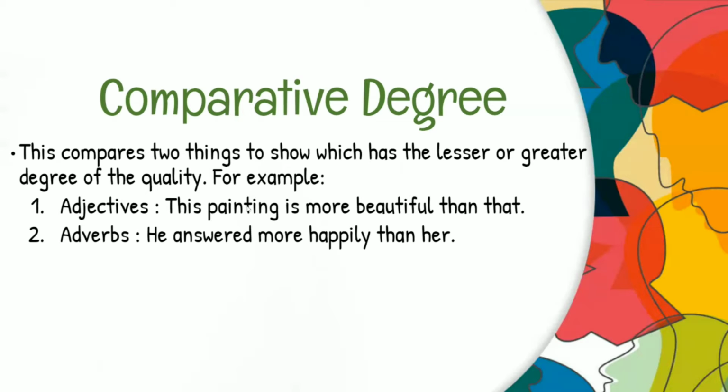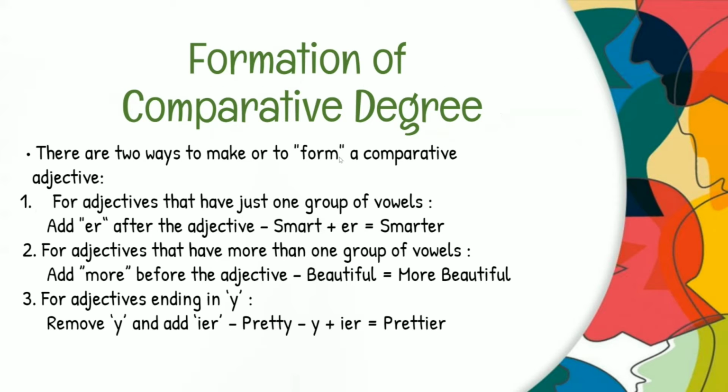Moving on with comparative degree, it offers comparison between two things to show which one is lesser or greater. For example, in adjectives, this painting is more beautiful than that. In this, it is comparing two paintings. In adverbs, he answered more happily than her. Here I am comparing two people, that who answered more happily.